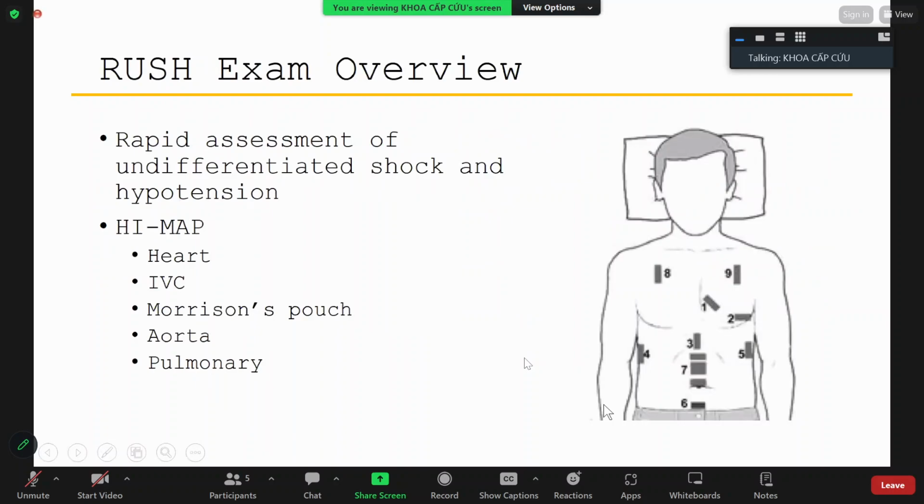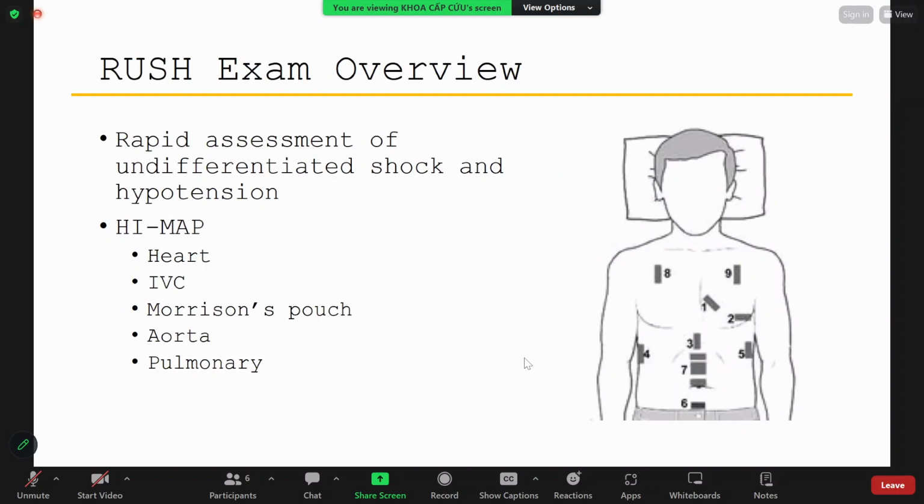There we go. So the RUSH exam overview, I think when we have a patient with undifferentiated hypotension, that's really why we want to use the RUSH exam. So just to start with the basics, if you have a patient who comes in and they're tachycardic and have low blood pressures, they're hypotensive, they look like they're not perfusing their organs appropriately, maybe they have altered mental status, and you know nothing about these patients. Maybe the ambulance just brought them in, you have no medical history, have no idea what's been going on for the last several days or hours. That is the perfect scenario to use the RUSH exam.